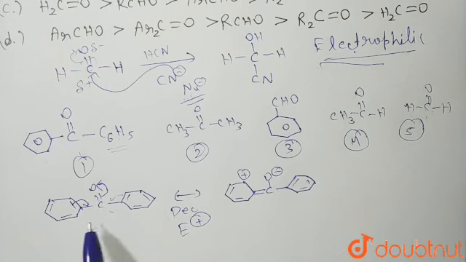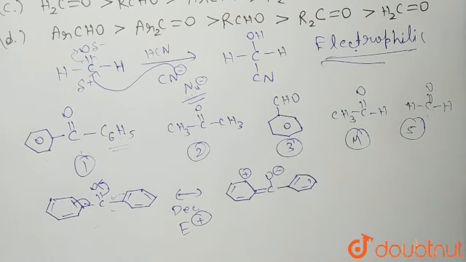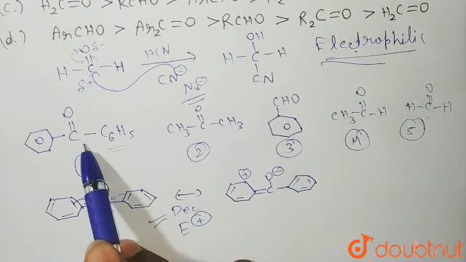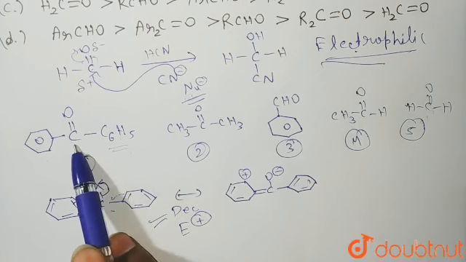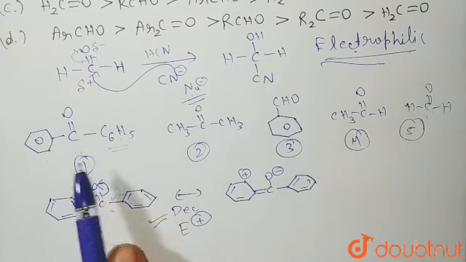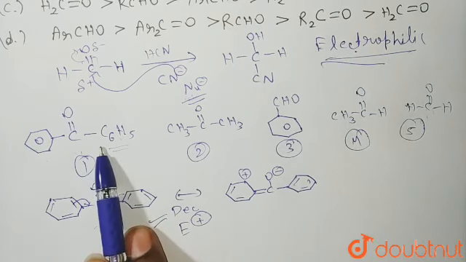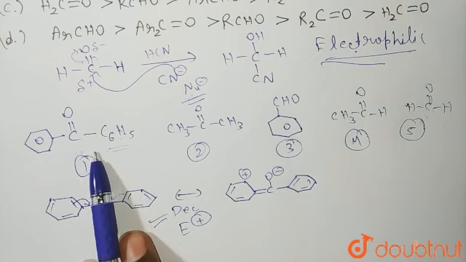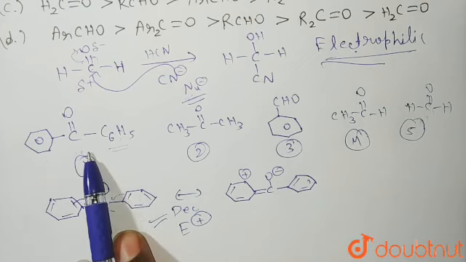Because both rings are giving electrons to the carbonyl carbon, the electrophilicity of this carbonyl carbon decreases. This carbon will be very less electrophilic, the least electrophilic among all these compounds, so it will have the least order of reactivity. It will have a very slow nucleophilic addition reaction.